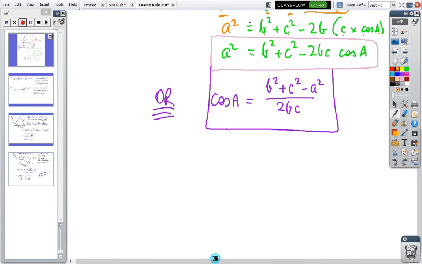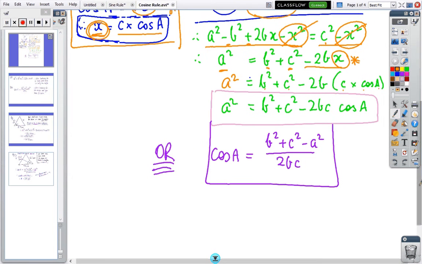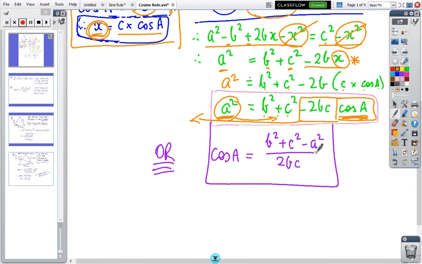Or, if instead of having a squared as the subject, I want cos A as the subject, all of this comes across to start with and becomes a positive, and then that goes backwards and becomes a minus, so I get b squared plus c squared minus a squared, and then this minus 2bc, when it comes across to this side, becomes a plus 2bc, and then to get rid of 2bc, I divide by 2bc. So playing around a bit, but anyway.